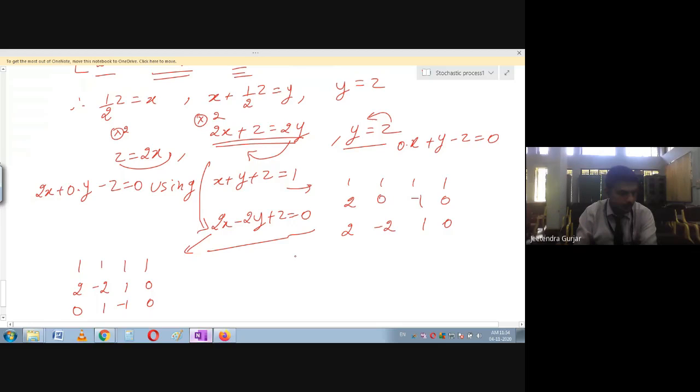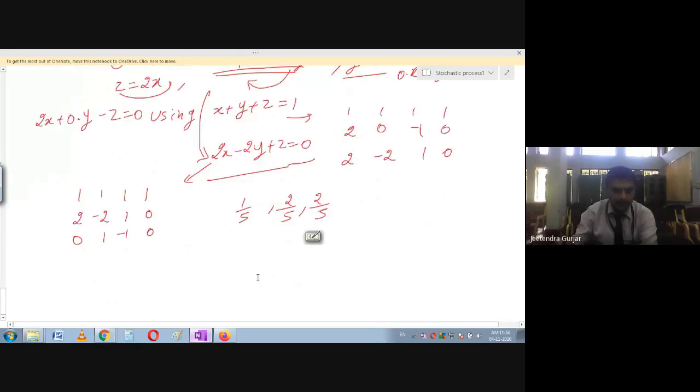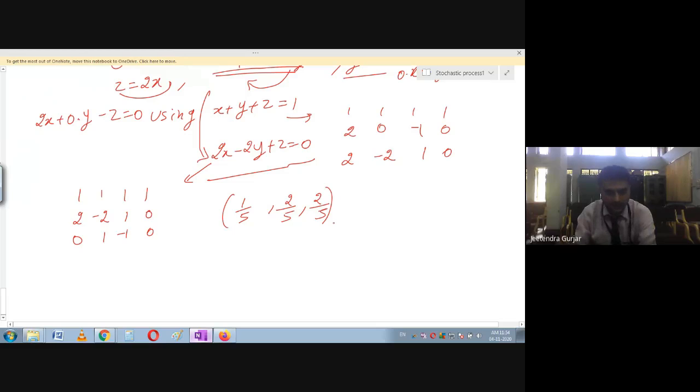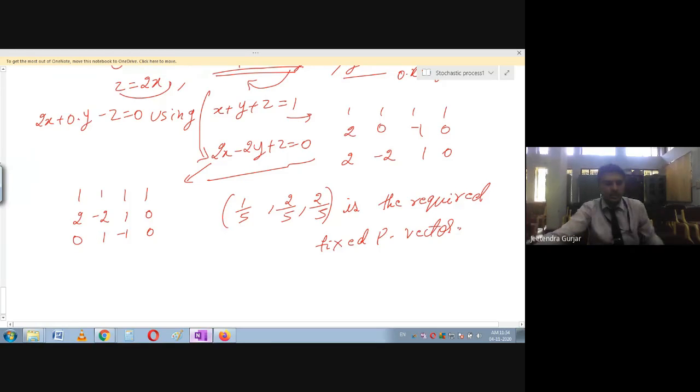Yes, how much? 1 by 5, 2 by 5, 2 by 5. Yes, very good. The answer is correct. Sir, both are similar only. See, if something is there, then we have missed. Okay, please check. So this is the required fixed probability vector. So you have to solve both, try, so that you get correct answers. Okay.